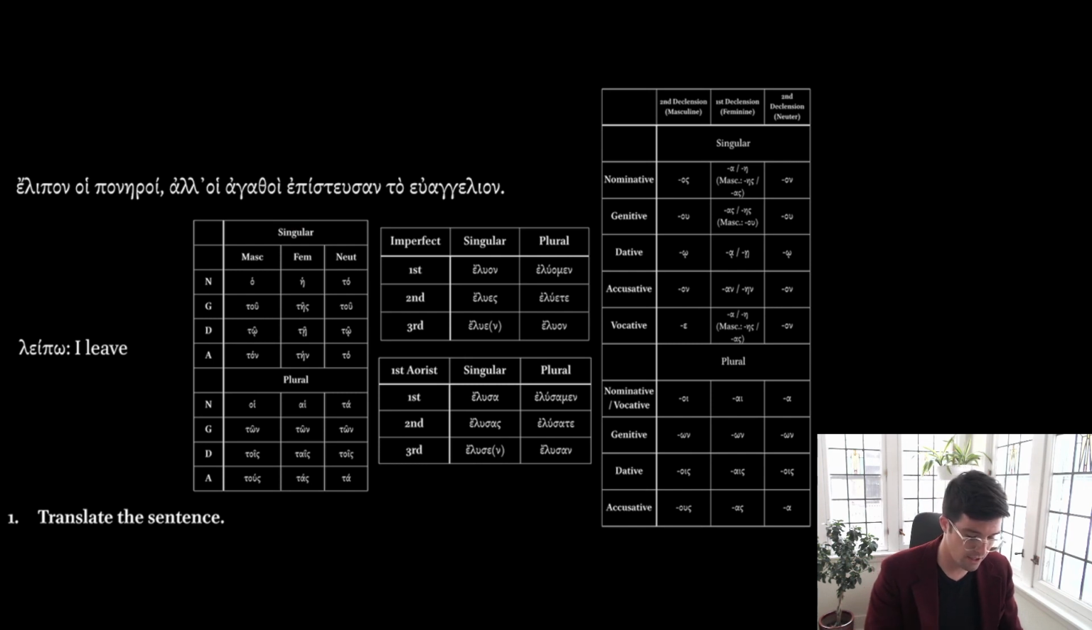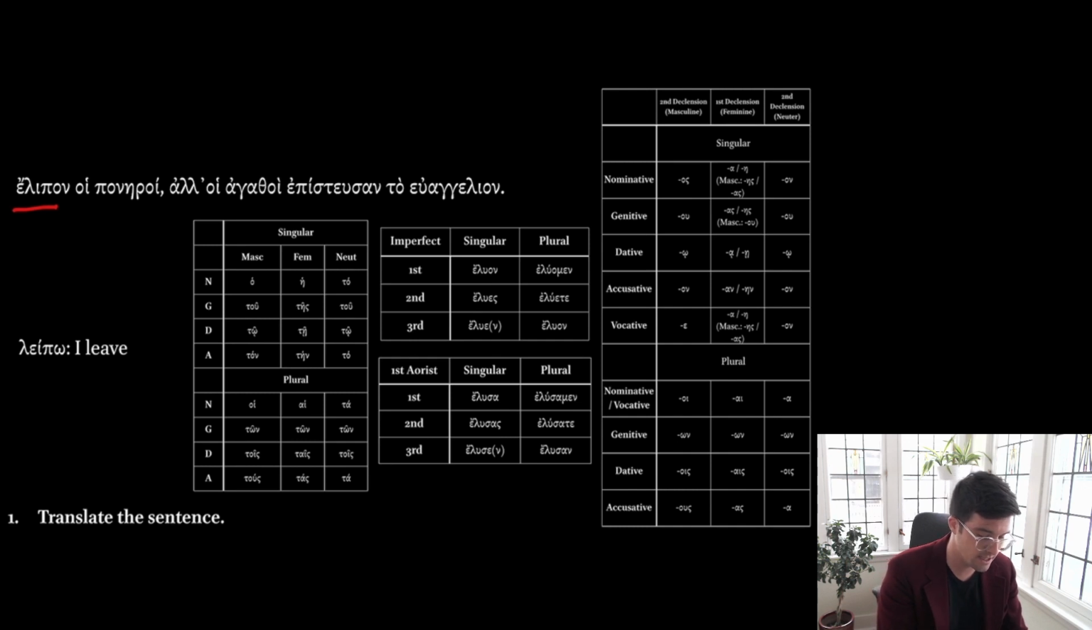And so what we're going to do here is, as always, look for verbs. We get one in elipon, and this is going to be, in this paradigm, the imperfect active indicative. And the on ending tells us it's either going to be first person singular or it's going to be third person plural. So we're going to be looking for something in the singular or the plural as our subject here.